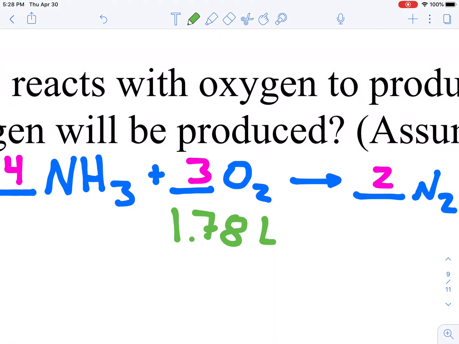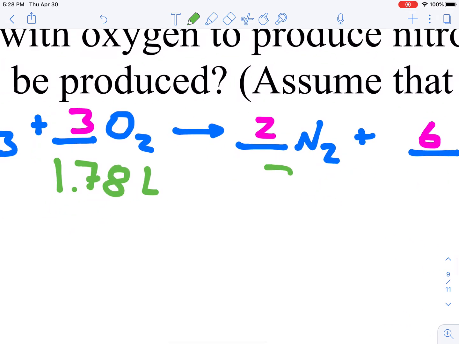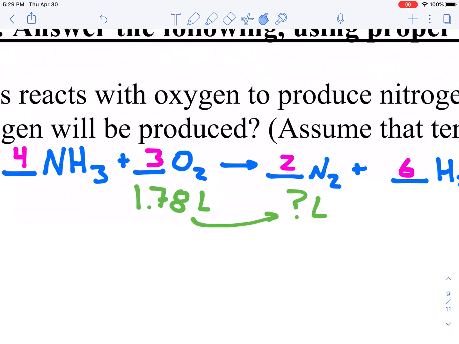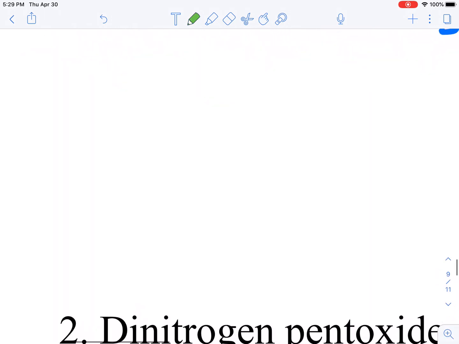We're going to run out of that first. We're going to use up all 1.78 liters. We want to know how many liters of this nitrogen can we make. That's our goal. And this idea of going from one thing to another in a chemical formula, that is stoichiometry. Let's start out with 1.78 liters of our oxygen gas.